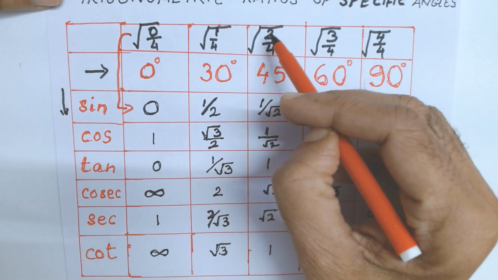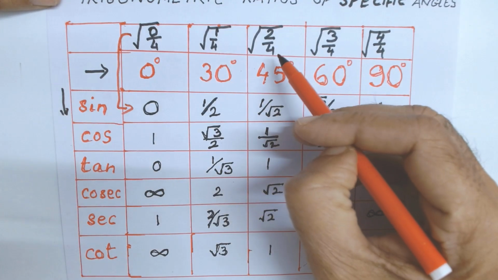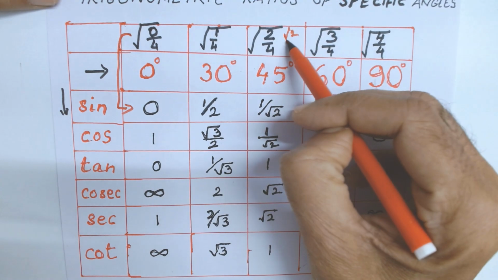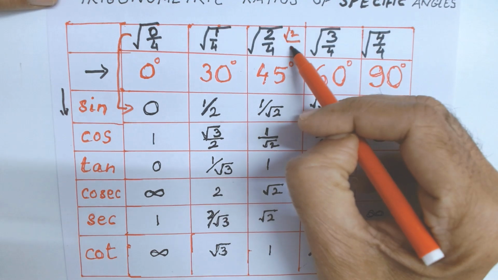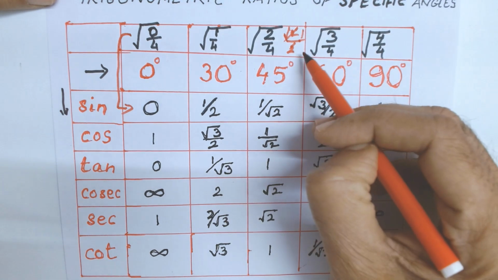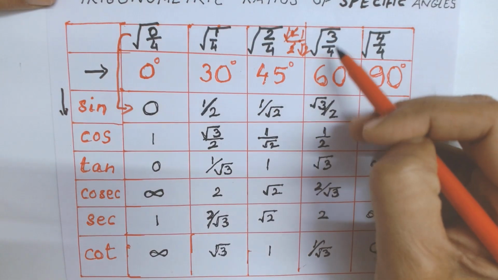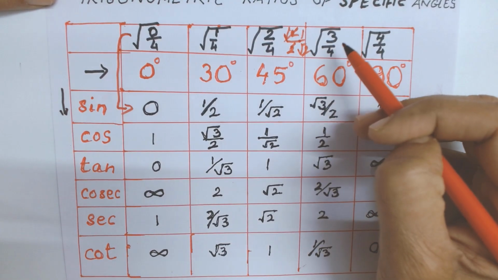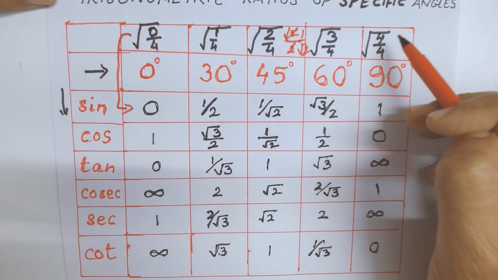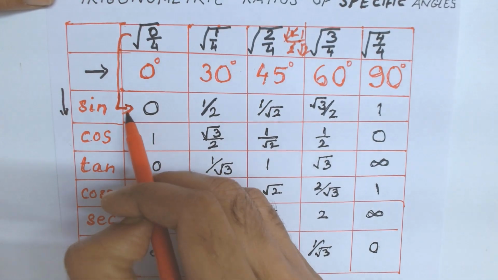Similarly, root 2 will remain as root 2, but root 4 is 2. So you have root 2 divided by 2. Now root 2 will go into 2 how many times? It will go into 2 root 2 times. So that's how you get 1 by root 2 here. Root 3 by 4: root 3 remains as root 3, root 4 is 2. Root of 4 by 4: 4 by 4 is 1, root of 1 is 1. So you got the first line, and that's all you need.